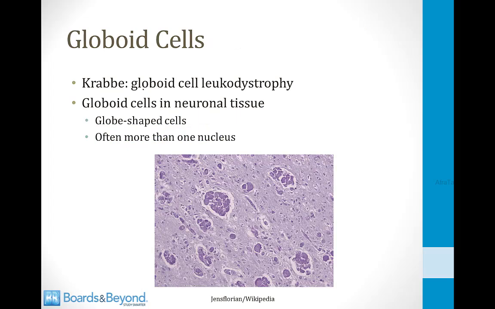Krabbe's disease is also sometimes called globoid cell leukodystrophy, and the reason for this name is because there are cells called globoid cells that you can see in biopsy specimens of nerve tissue. This is an example of a globoid cell on the screen here. They're globe-shaped, that's how they get their name. They often contain more than one nucleus, and they're the pathologic hallmark of Krabbe's disease.